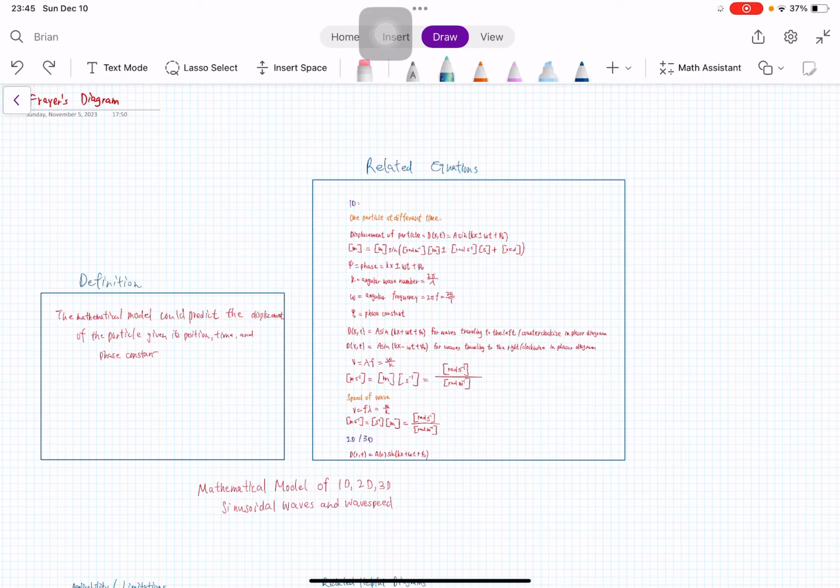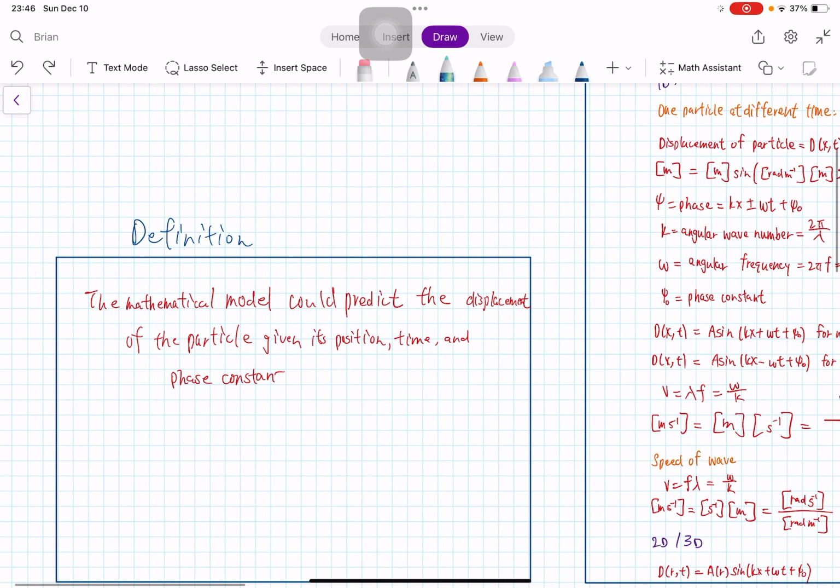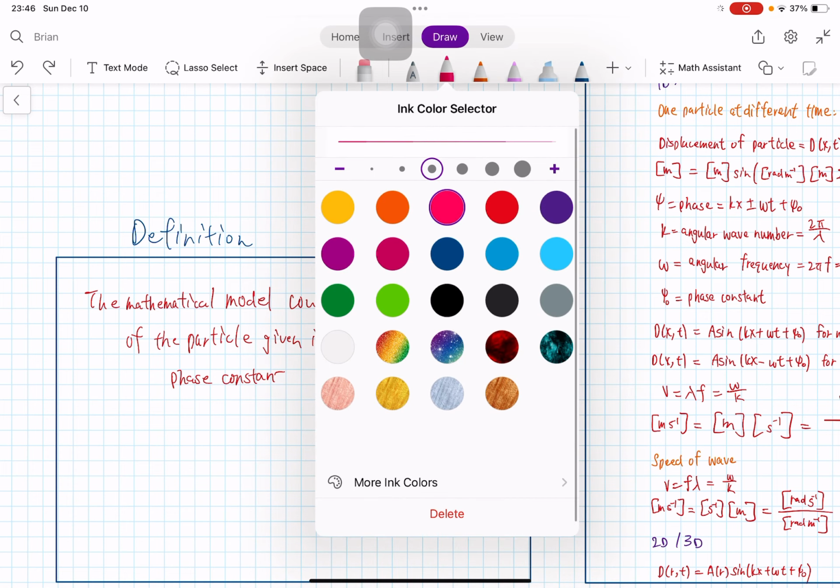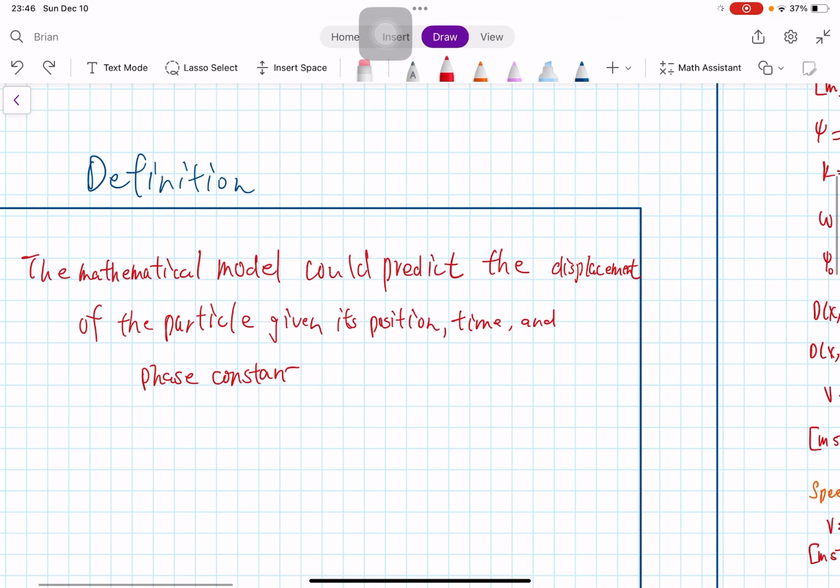Here I'm going to talk about the Frayer diagram for the mathematical model of 1D, 2D, 3D sinusoidal waves and wave speed. So its definition is that the mathematical model could predict the displacement of the particle given its position, time, and phase constant.